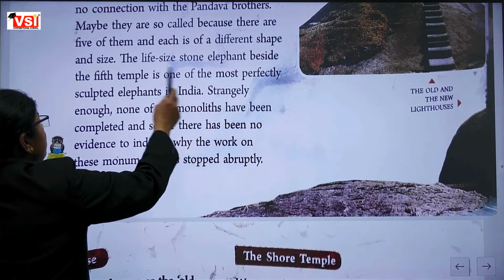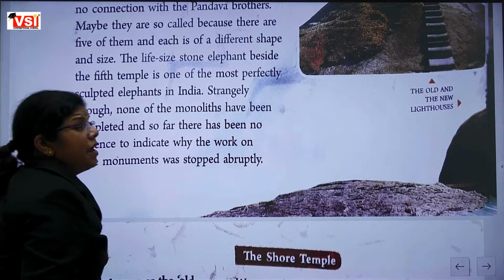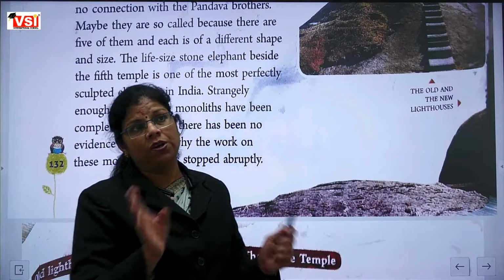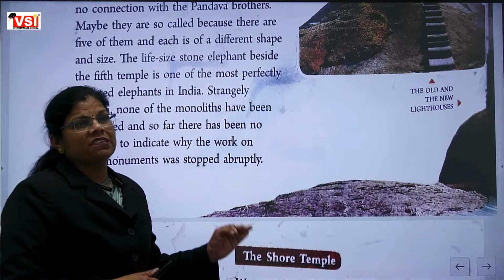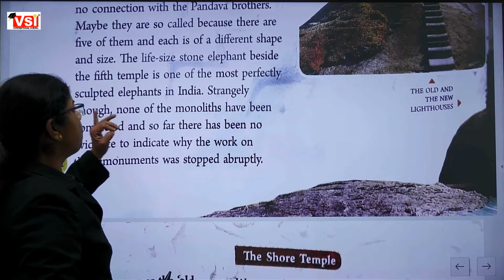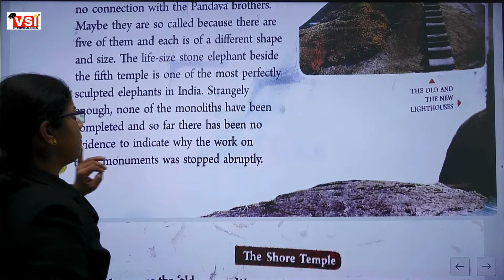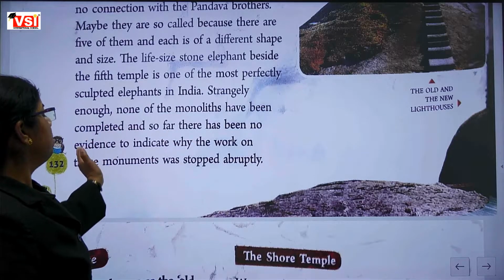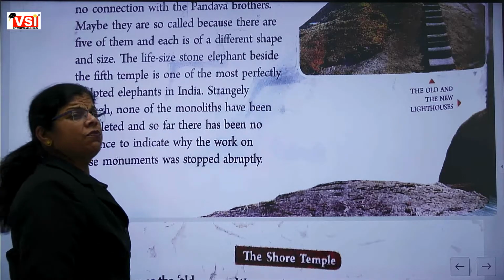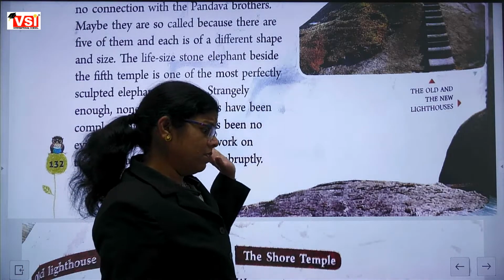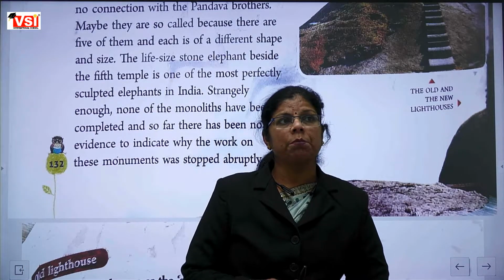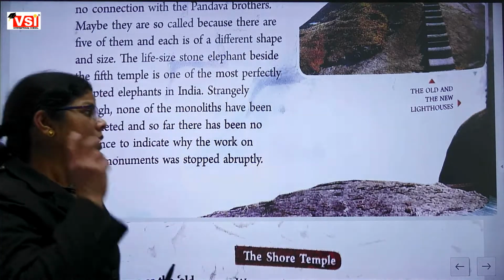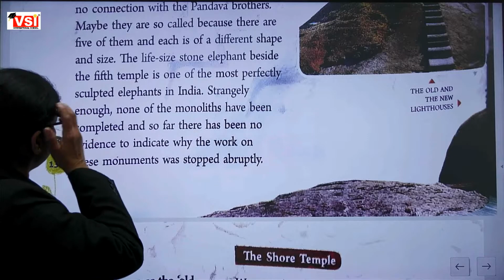One of the most perfectly sculptured elephants in India, made wonderfully. It is a very beautiful sculpture, the most famous sculpture of an elephant in India. Strangely enough, none of the monoliths have been completed, and it is very strange that these 5 Rathas temples were made in the 7th or 8th century. But it is really surprising.